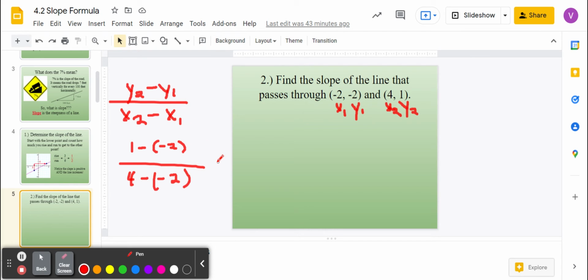When you're subtracting, you want to do keep, change, change. So this is really 1 plus 2, which is 3. And this is 4 plus 2, which is 6. Again, you reduce it, and you should get 1/2.